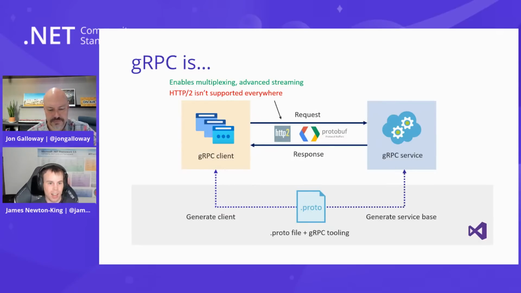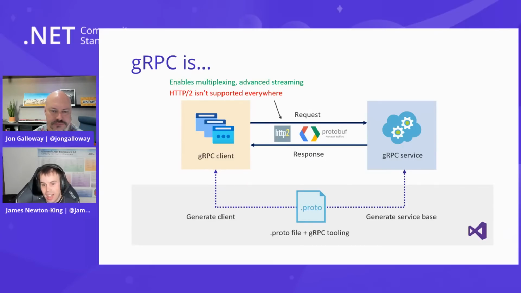HTTP2 is great. It allows us to do multiplexing. That means we can send multiple requests in parallel over a single TCP connection without them interfering with each other. And also it enables advanced real-time streaming. So you can use that advanced real-time streaming to replicate a lot of what SignalR provides, just minus that broadcasting functionality. The downside is HTTP2 isn't supported everywhere, most notably in browsers.